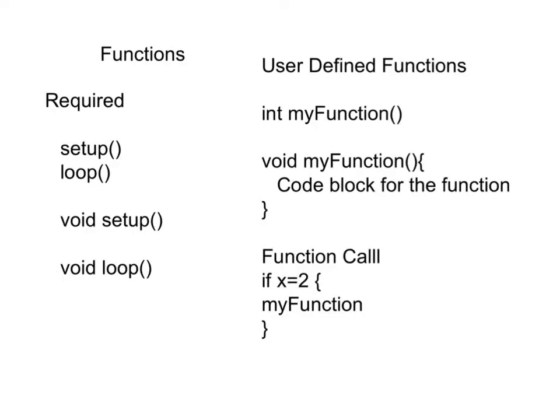So at this point, you've used these required functions. You need to remember that all Arduino programs are going to require a setup and a loop function. And those are required in all of them. And when you put the function in there, it's going to be void and then setup, void and then loop. And that's how you're actually going to set those functions up.